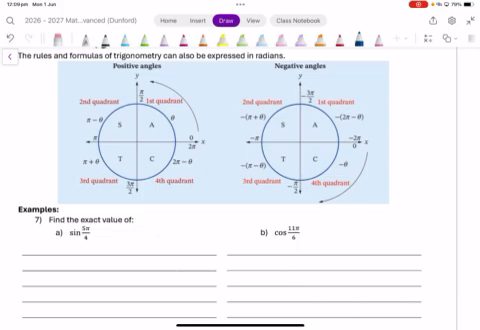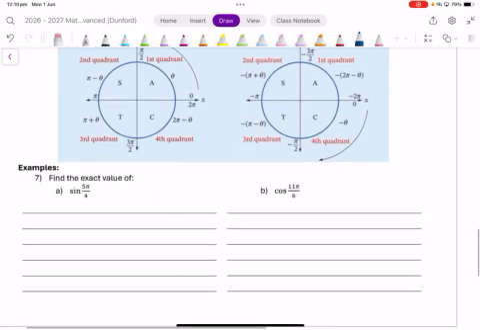Okay, so what we want to work out is how many more lots of pi it is, or we can break it down. So we can say that 5 pi on 4 is equal to 4 pi on 4 plus pi on 4, which is just equal to pi plus pi on 4.